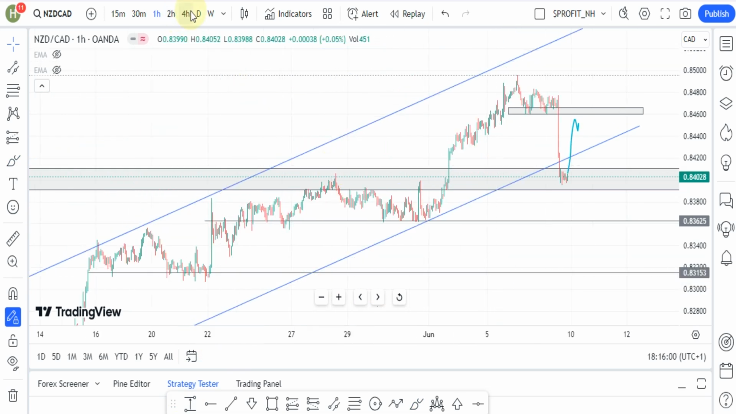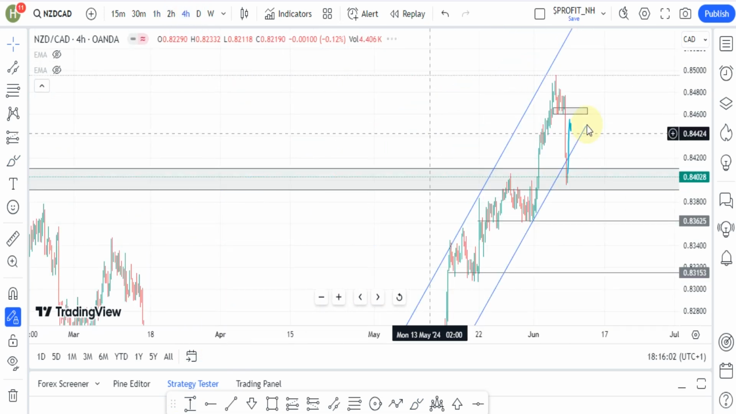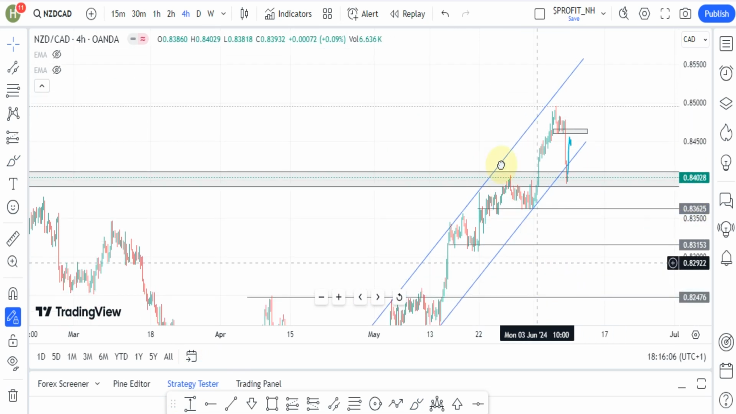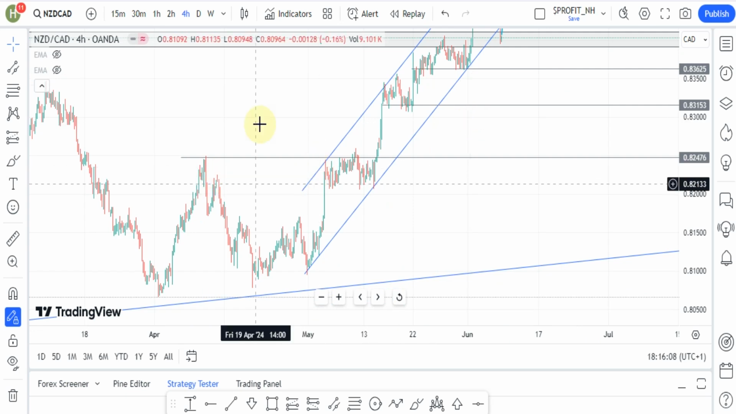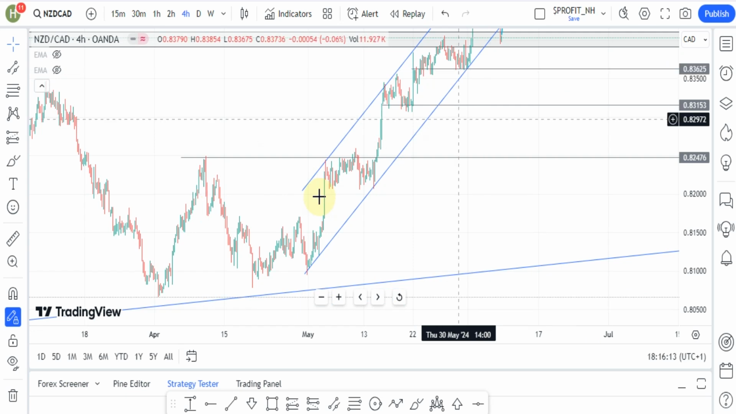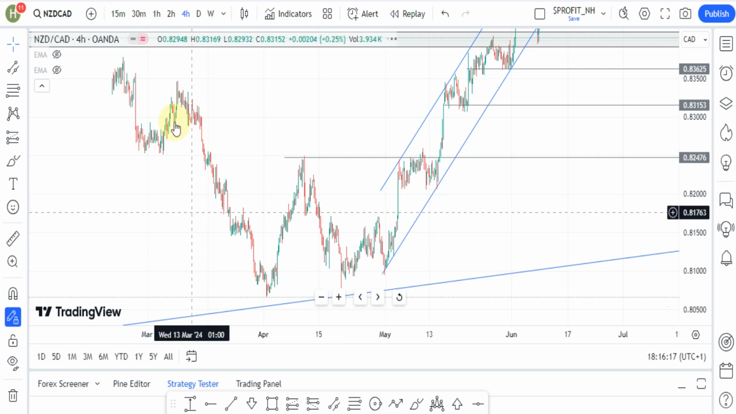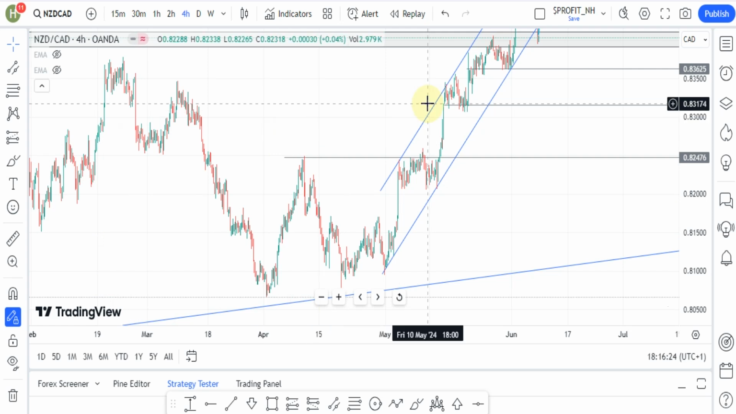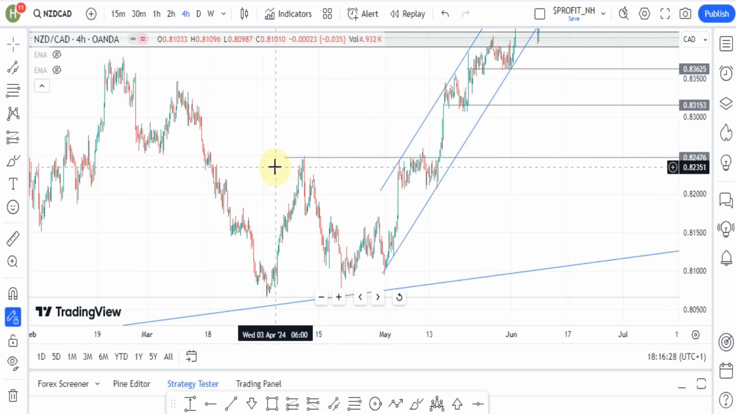Let me go to the 4-hour time frame. It might come all the way to this area that we have down here. Then after that, it might continue pushing upwards, because this is where we might have this right shoulder, with our left shoulder at this point. So that's how I'm looking at the NZDCAD.